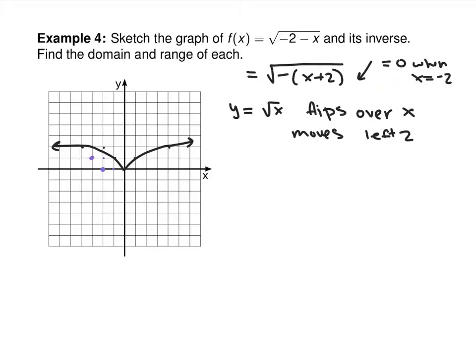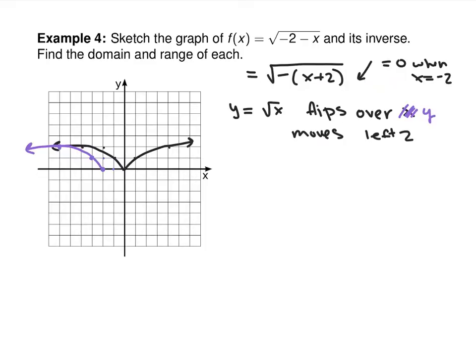We had said it would flip over the x-axis. I said over x, but I meant over y, because it definitely is over the y-axis. That's my bad. Do you agree that it's over the y, though? Because it's inside, yeah. Alrighty, so there is the picture of the square root of -2 minus x.